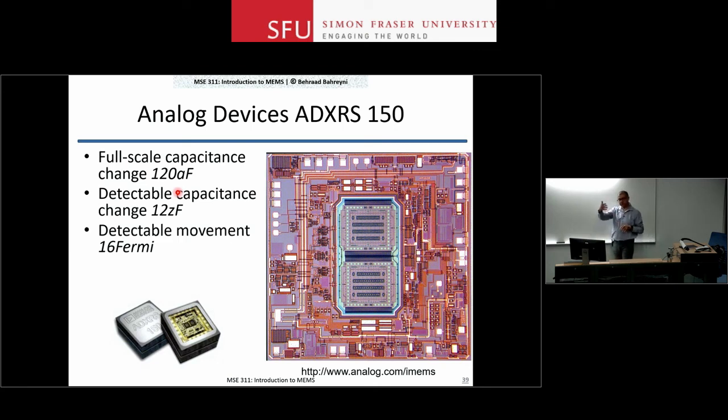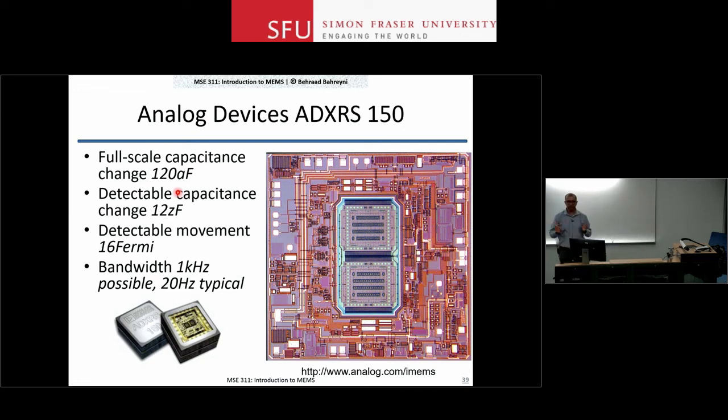Detectable movement for the sense mode is 16 fermi, and this is again a unit that is probably not familiar to a lot of you. 1 fermi is 10 to the minus 15 meters, so 16 fermi is 10 to the minus 14 meters. That's significantly less than the diameter of a hydrogen atom in the classical model. And then the bandwidth is 1 kilohertz for this device. So you're dealing with really, really small numbers, especially for gyros, and that's one of the reasons that it is still a challenge to make a good gyro.